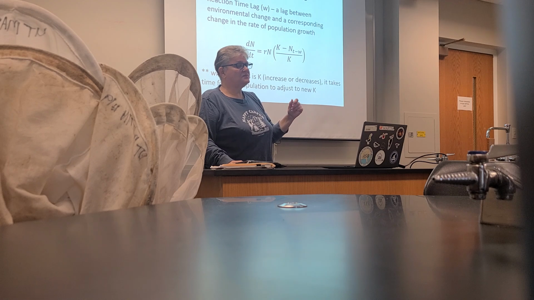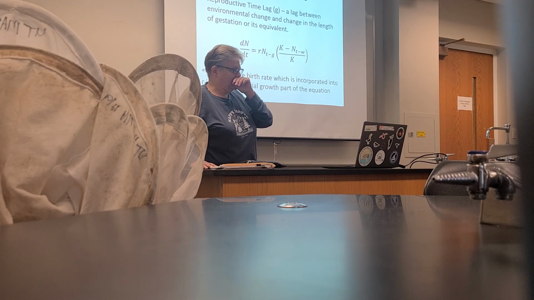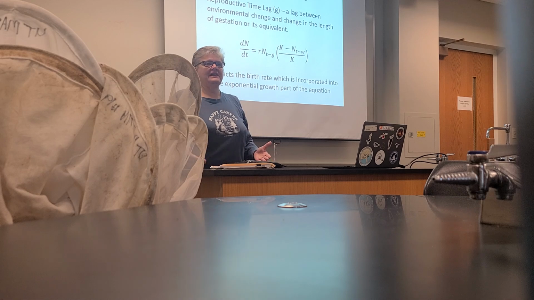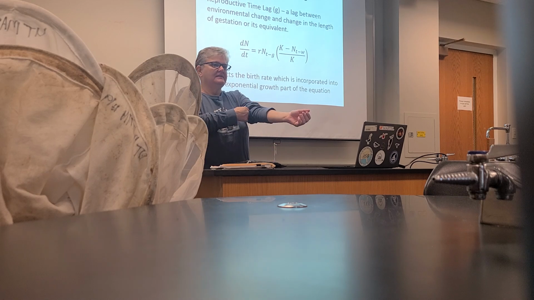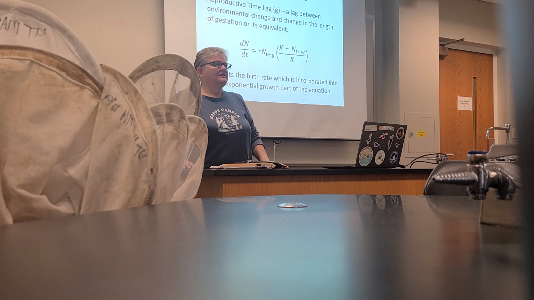All right, the next one is related to this. It still deals with environmental change, but it deals with the gestation, or how long it takes for individuals to have an offspring, essentially. And so for humans, our gestation is 9 months, right? So this one's called a reproductive time lag. We're going to abbreviate it as G, representing gestation.